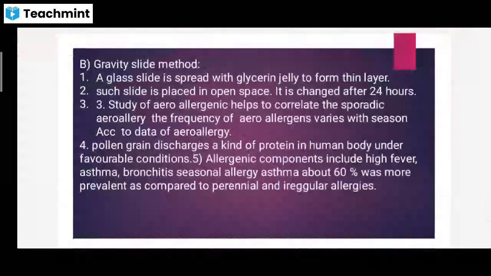The frequency of aeroallergens varies with season. Count data of aeroallergy. Pollen grains discharge a kind of protein in the human body under favorable conditions. Allergic conditions include hay fever, asthma, bronchitis, seasonal allergy. Asthma, about 60%, was more prevalent as compared to perennial and irregular allergy. Thank you.